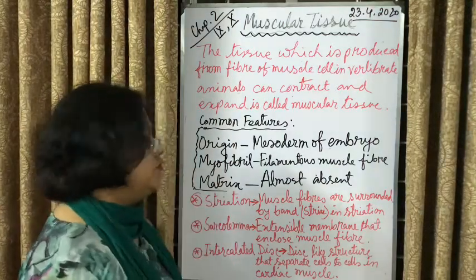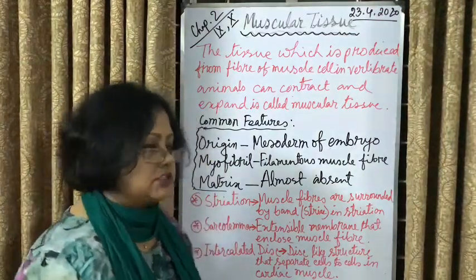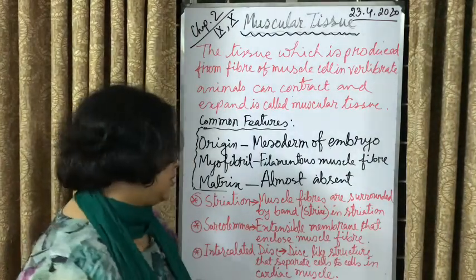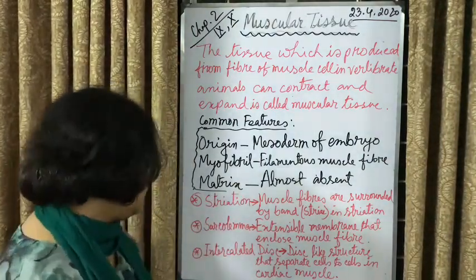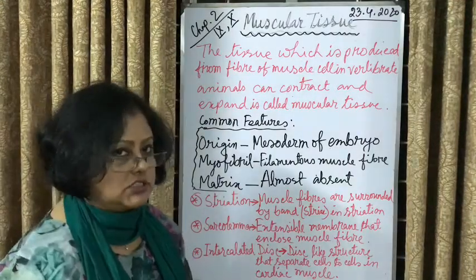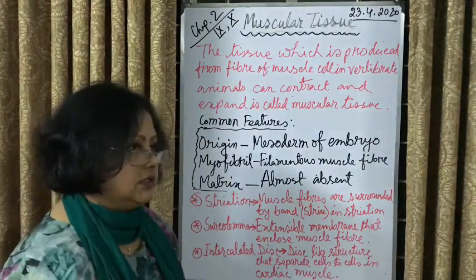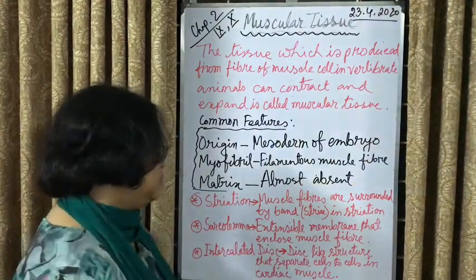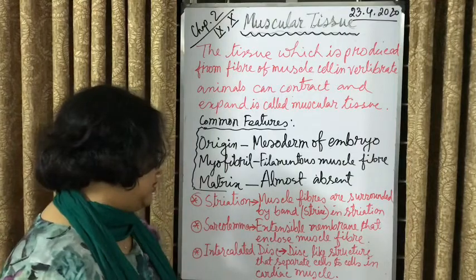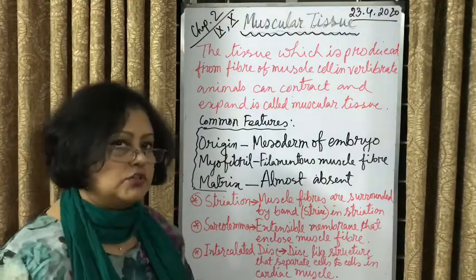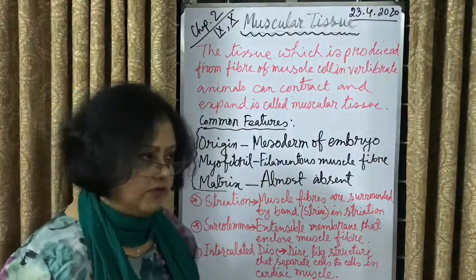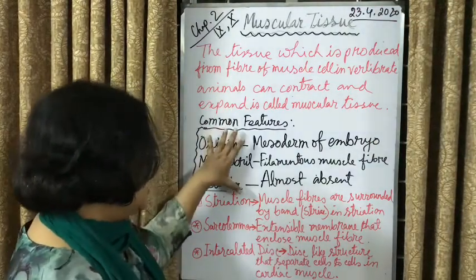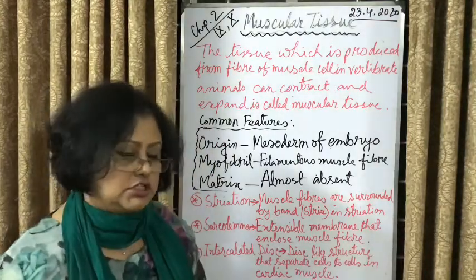Now come to the myofibril. The filamentous muscle fibers present in the tissues are called myofibril. Now come to the matrix. Matrix is a kind of fluid found in intercellular space and other places also. Between the muscular tissues, matrix is almost absent. If it is present, it is faintly present. So these 3 are the common features of muscular tissues.